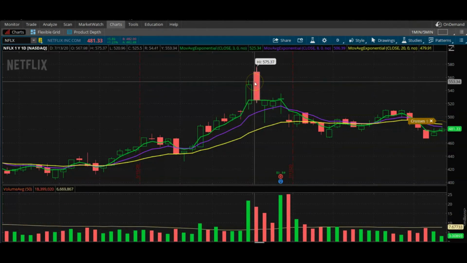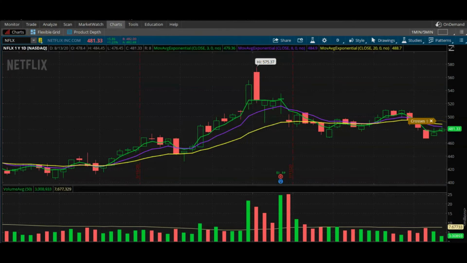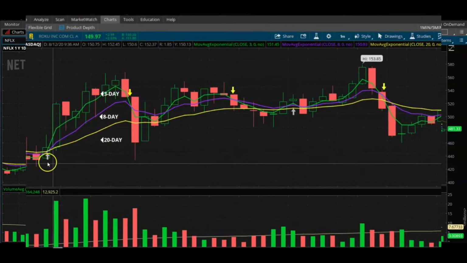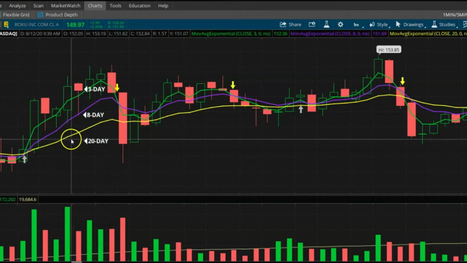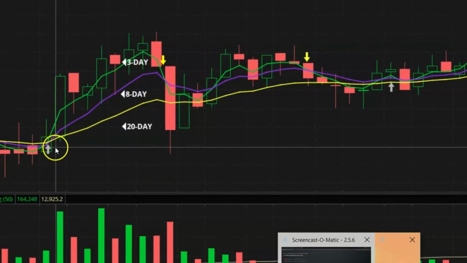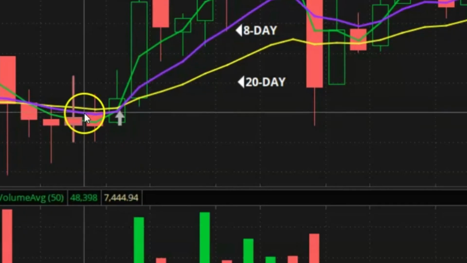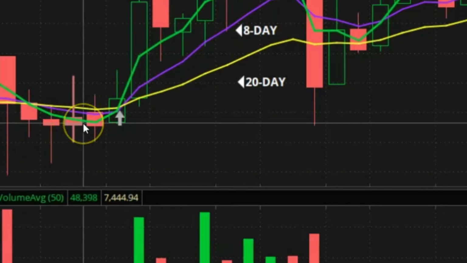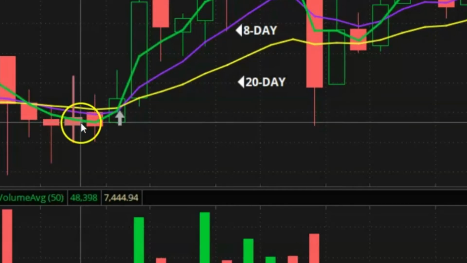So now this is done, we're going to pick up the chart I'd done earlier. Selecting Roku as a stock I want to use to demonstrate my moving averages, you can see the crossover going on here. Prior to this arrow, we didn't have these moving averages in the right order. We have the 20, then the 8, then the 3.